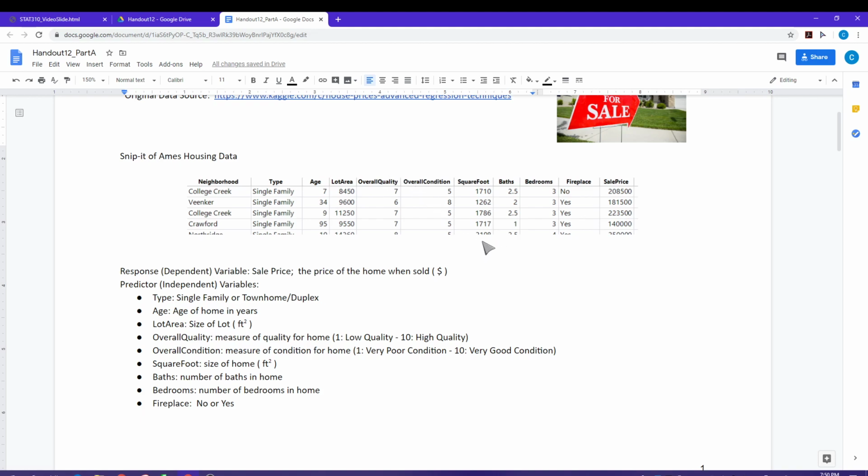We have the square foot of the home. We have baths, bedrooms, fireplace, whether or not the home has a fireplace. And then at the end over there on the right, I have my response variable, which is just the sale price of the home when they sold it.